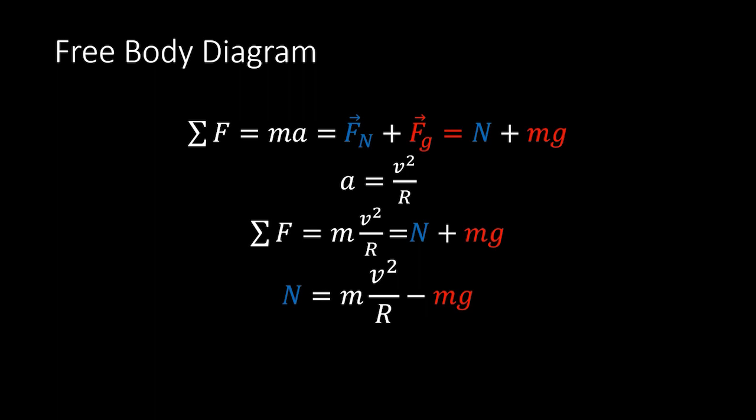When the block is at the top of the loop, we know that the object is on the verge of losing contact with the surface. So we're going to assume that the normal force in this case is 0. When we rearrange the equation, we can figure out that the velocity of the block at the top of the loop can be written as v equals the square root of gr, where again, g is the acceleration due to gravity and r is the radius of the loop.